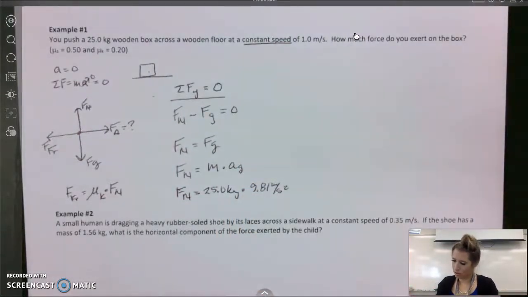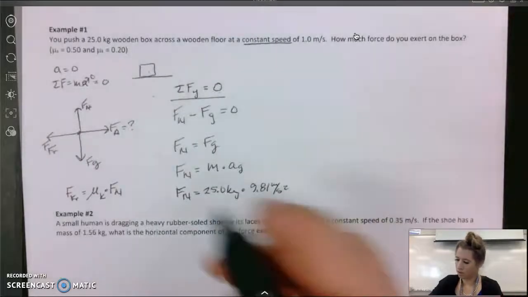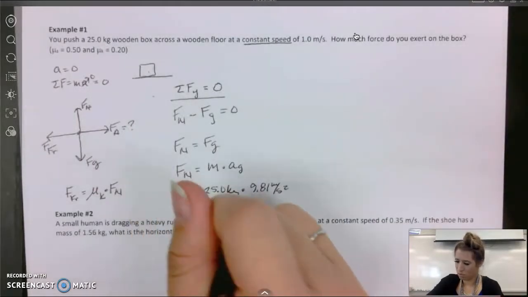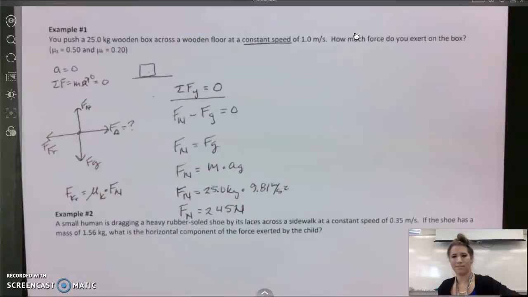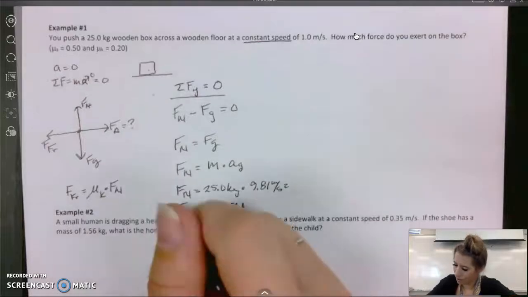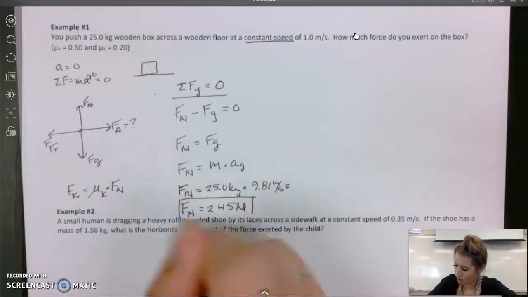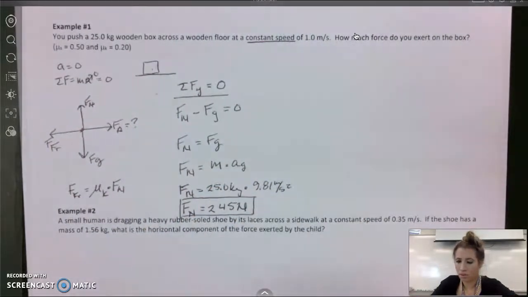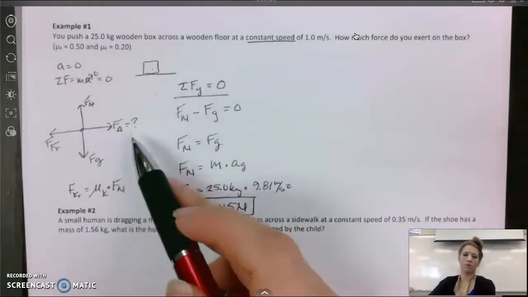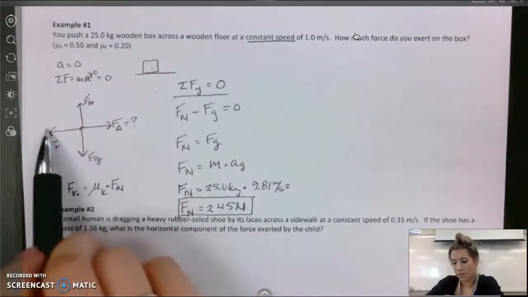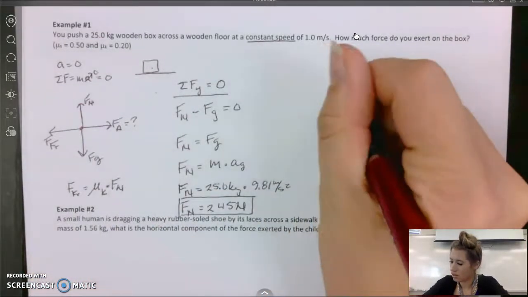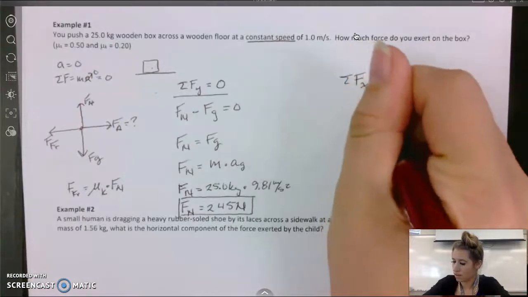I'll run those numbers: 25 times 9.81. With 3 sig figs, my normal force would be 245 newtons. That's the normal force, but that doesn't tell us what we are looking for yet. Let's now look in the x direction, because that's where our unknown is. So, the sum of the forces in the x direction.